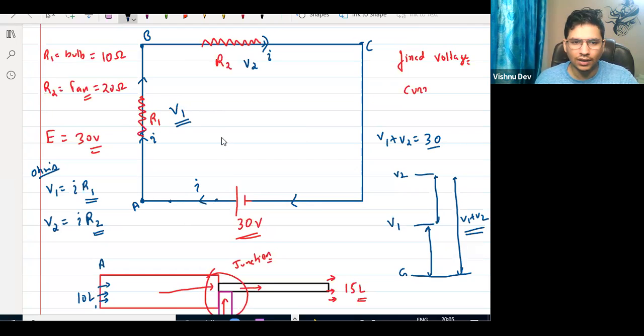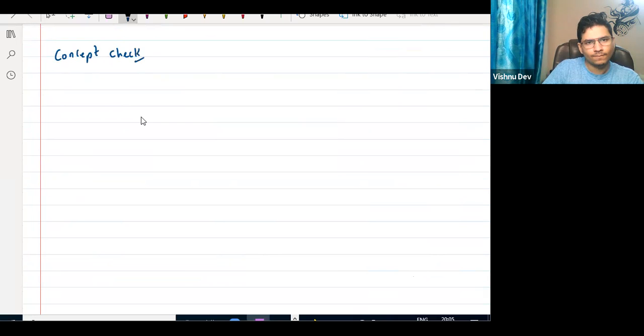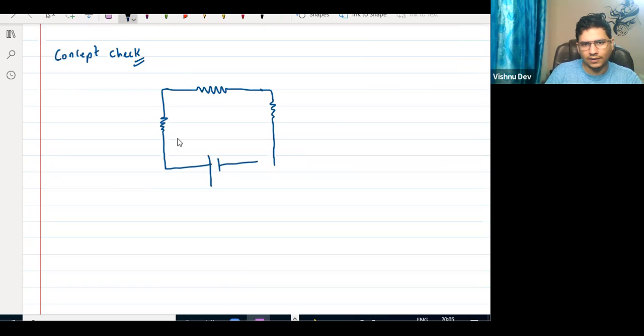Okay, so let us see one more concept check. Everyone, just see one concept check. Yes sir. Okay, now concept is this. Okay, now I'm giving three circuits, right? Three resistors. And suppose this is 5 ohm, this is 15 ohm.